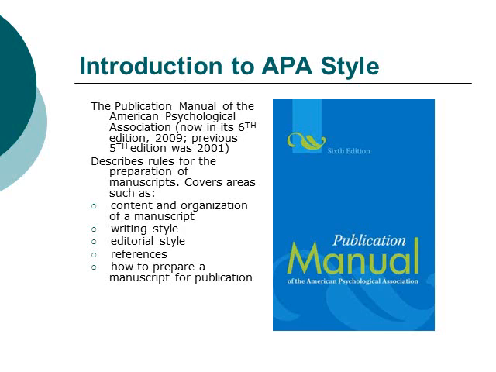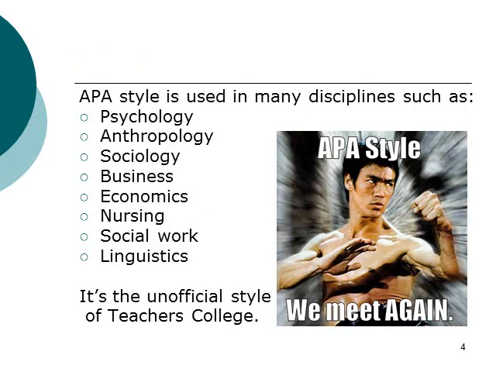Since then, the APA Style Manual has evolved quite a bit. It's now in its 6th edition, which was published in 2009, and as it did originally, it described rules for the preparation of manuscripts. So it talks about how do you organize a manuscript? How do you write? What's the style of writing? What's the editorial style? What types of punctuation marks do you use? How do you format tables? How do you format images? How do you write a reference list? And also how to prepare a manuscript for publication.